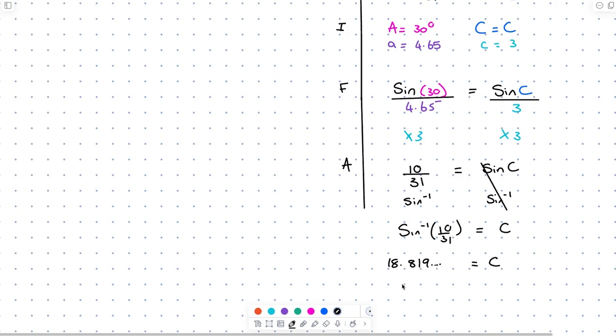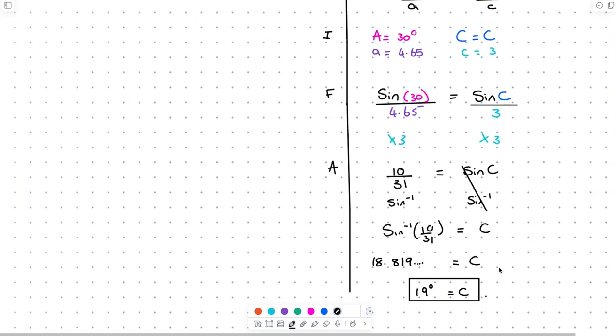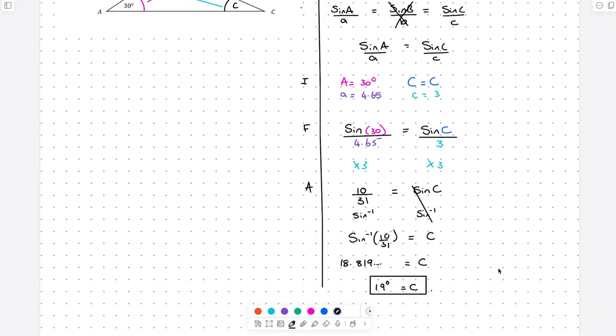18.819 and so on. They asked us in the question to give it to the nearest degree, and so you'd have to make sure, reflecting on the answer stage, did I give it in the correct form to make sure I got my full marks? So you get 19 degrees. If you didn't get it rounded, you would have lost a mark. So really, really important. You must have it rounded to the correct level of specificity.